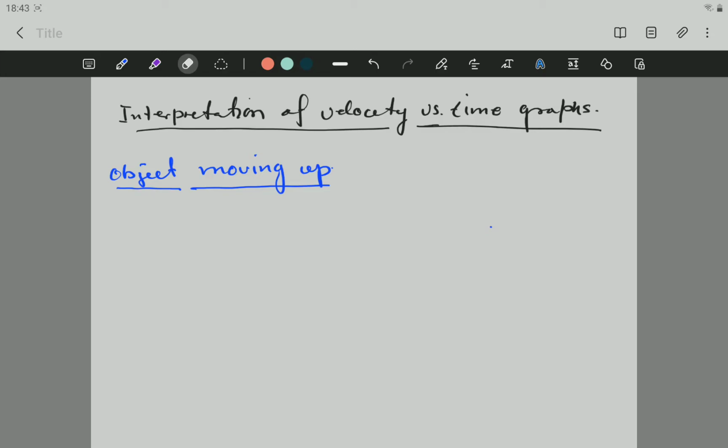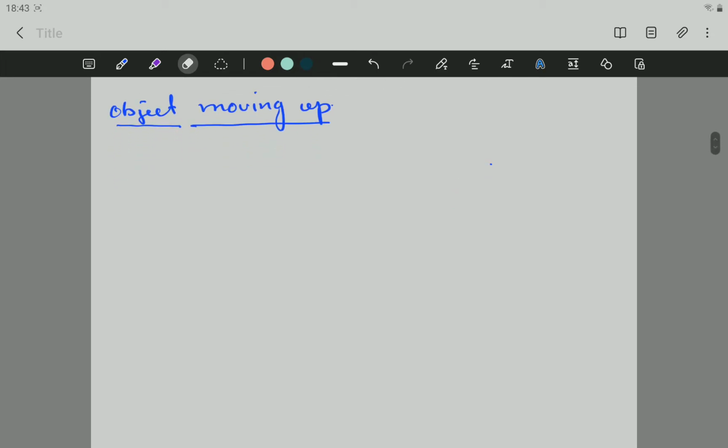Let's think when the projectile is moving up. What do we have to know about the projectile when it's moving up? First of all, the velocity is going to decrease. It's always going to decrease. It's going from a bigger number to a smaller number.